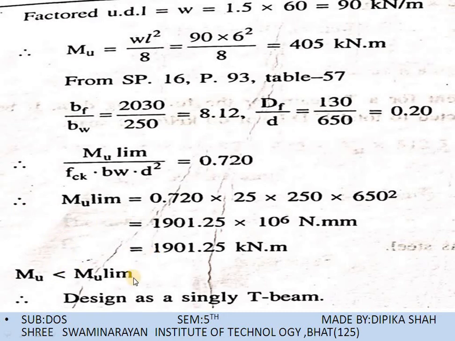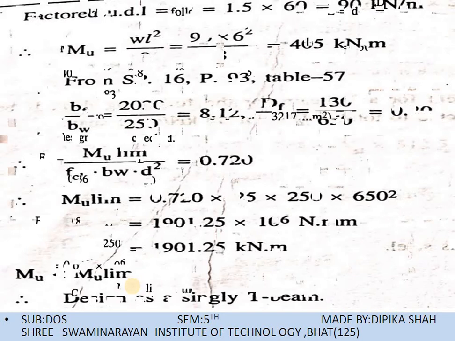So here mu is less than mu limb, so our beam is a singly reinforced beam. So design it as a singly reinforced T beam.